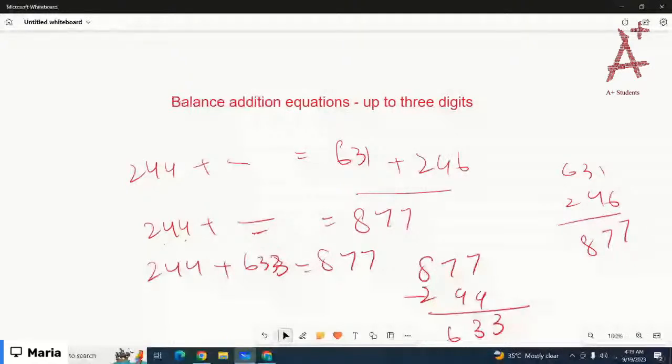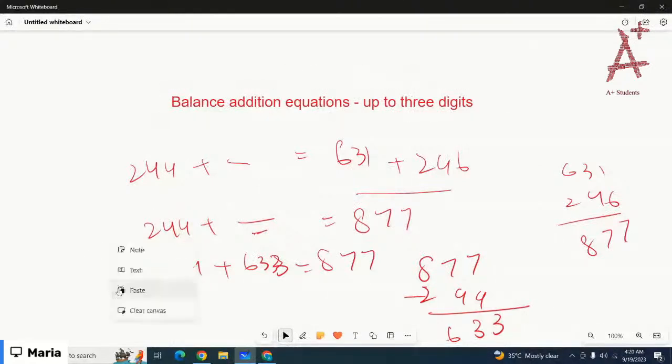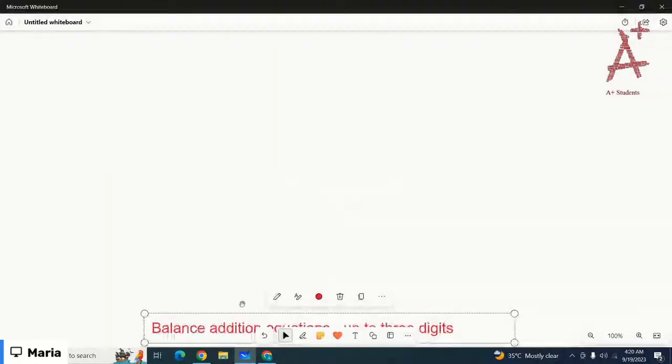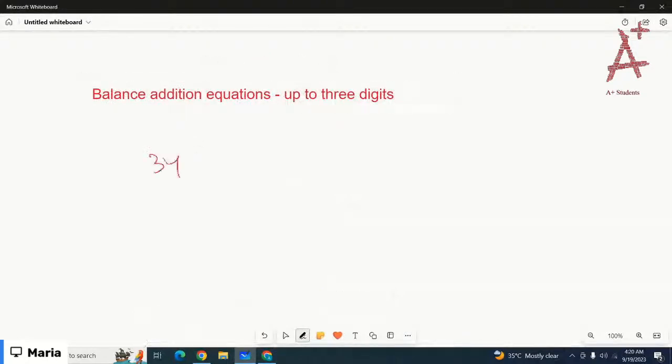Okay, let's do another example and see how we balance equations. Balance means both sides must be equal. The next one is 342 plus 196 equals 103 plus the missing number. So what you have to do?